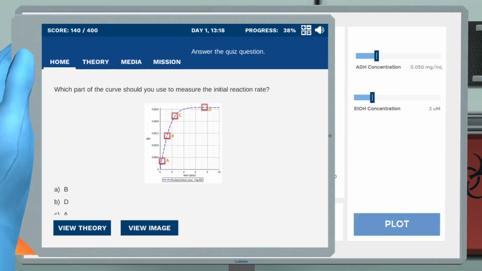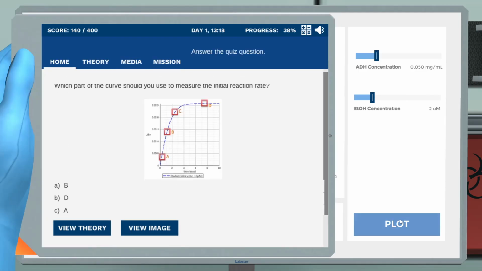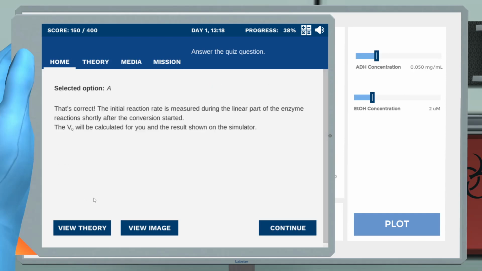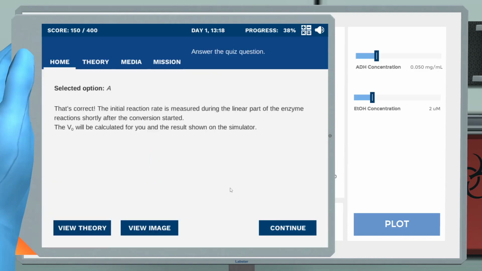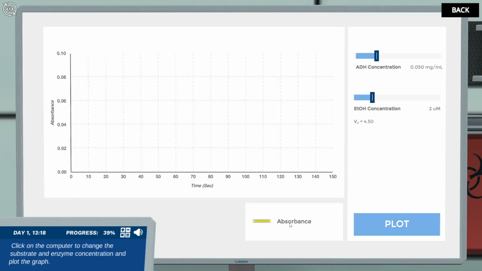Which part of the curve should you use to measure the initial reaction rate? That's correct. The initial reaction rate is measured during the linear part of the enzyme reactions shortly after the conversion started. The V0 will be calculated for you and the result shown on the simulator. Click on the computer to change the substrate and enzyme concentration and plot the graph.